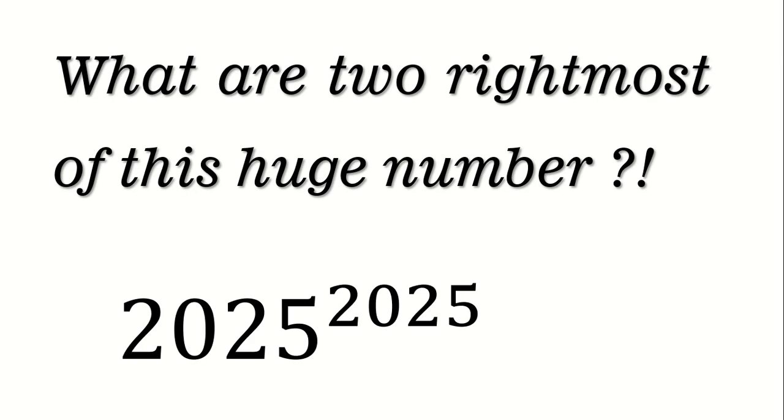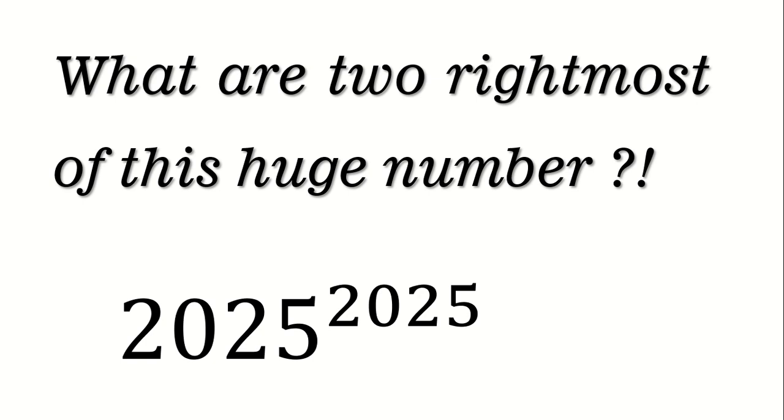Our question is, what are the two rightmost digits of this huge number, 2025 to the power of 2025? If you pay close attention, the two rightmost digits of both numbers are 25. We know that 25 has a special property: 25 times itself gives 625. By knowing this, we can reach a method to get the rightmost digits of this number.